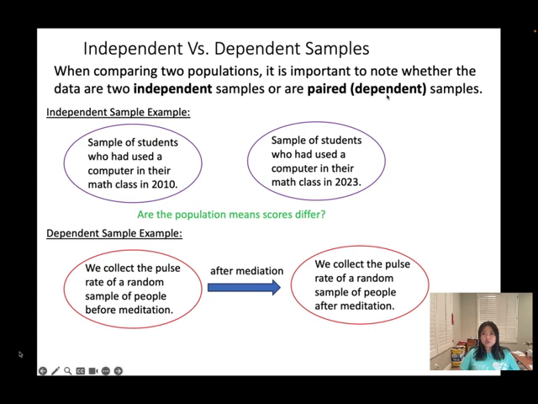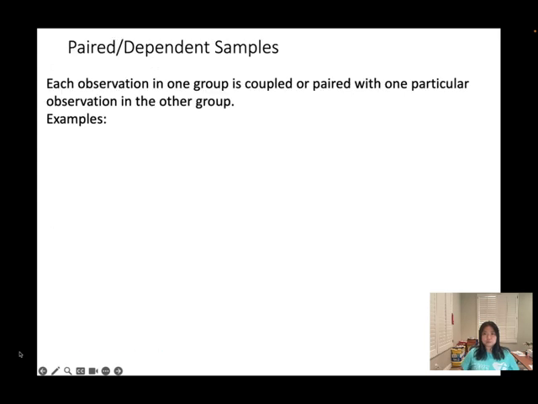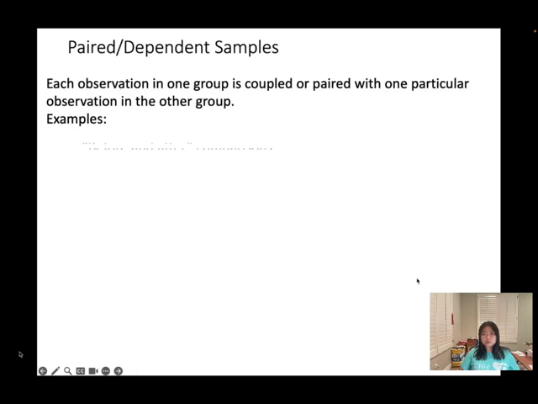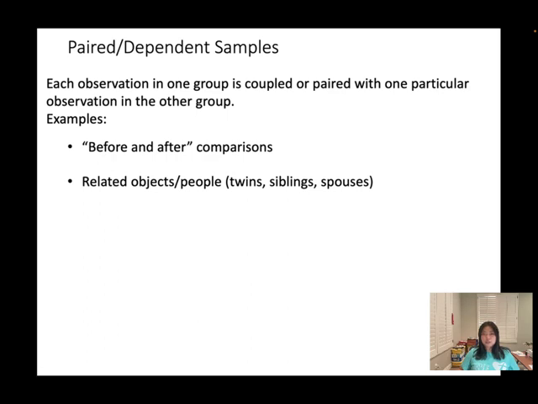That's why they are called dependent samples, because they come from the same group of people, and they can also be called paired samples. Okay, you know the difference between an independent sample and a dependent sample, right? Each observation in one group is coupled or paired with one particular observation in the other group. Before and after comparisons, like here, before and after. Related objects come from the same people or the same siblings or the same spouses.